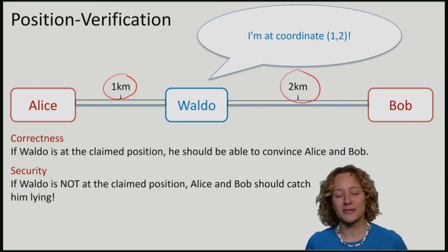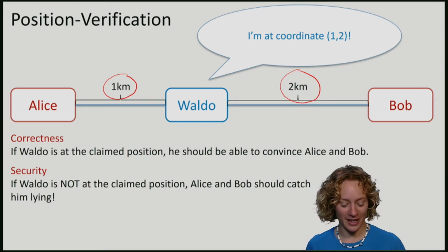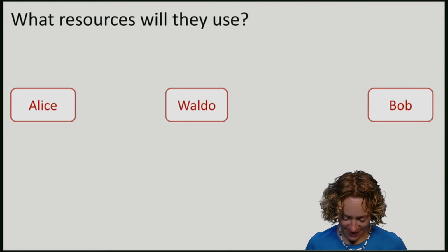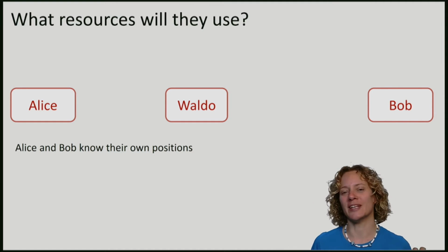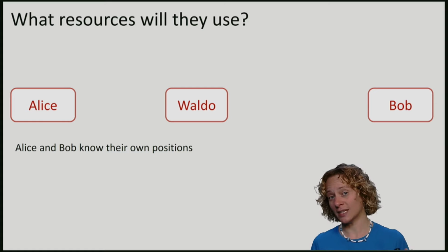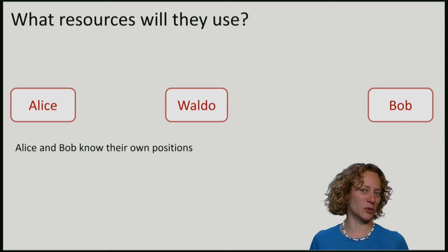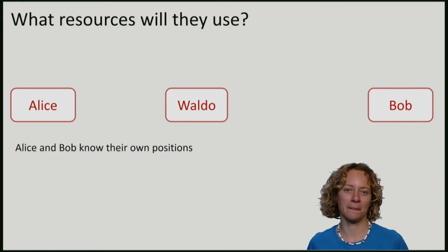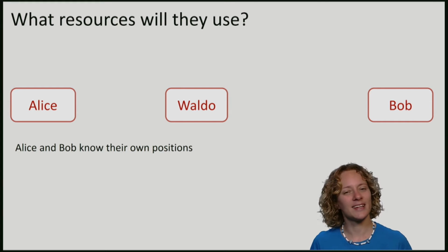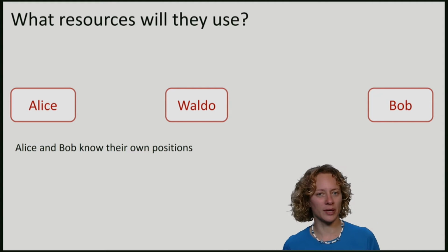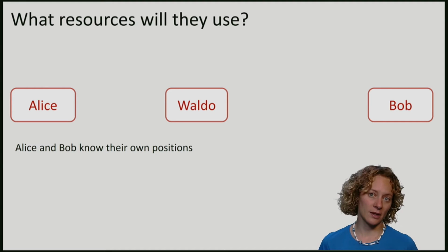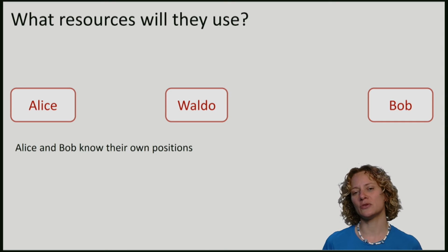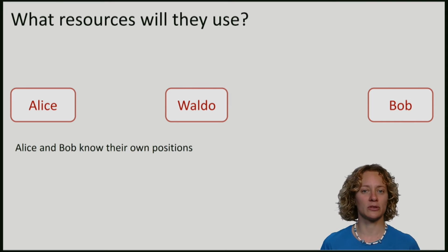So what resources do Alice and Bob have available to track down Waldo? First, we will assume that Alice and Bob know their own positions relative to each other. In other words, they have some sense of the coordinates that Waldo might occupy. Second, Alice and Bob will at some point be able to exchange secret messages without the knowledge of Waldo. For example, they might be able to do so before the protocol in order to exchange some classical randomness unknown to Waldo.